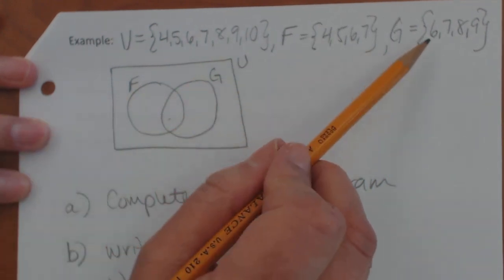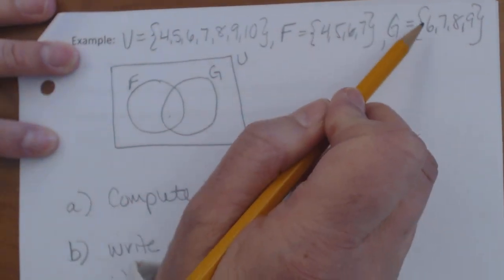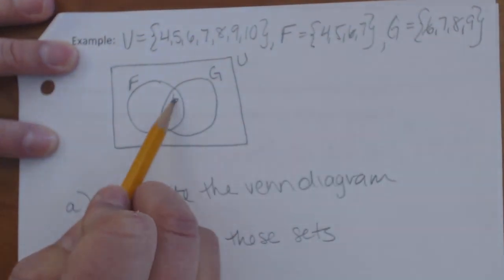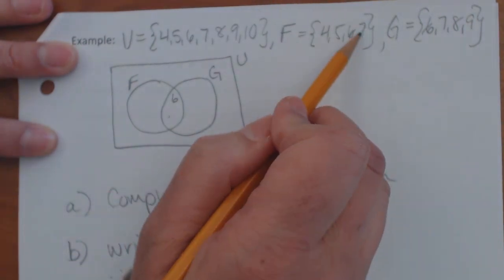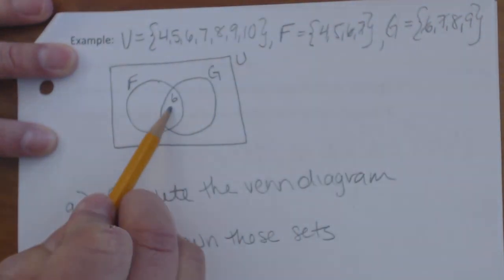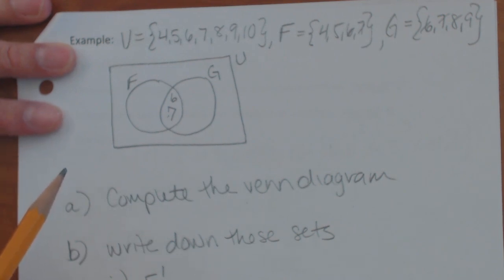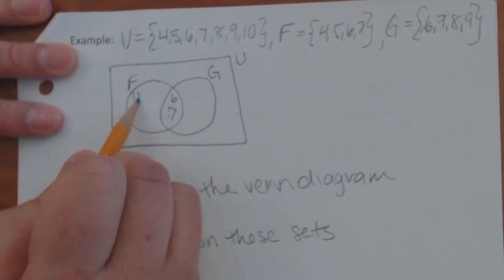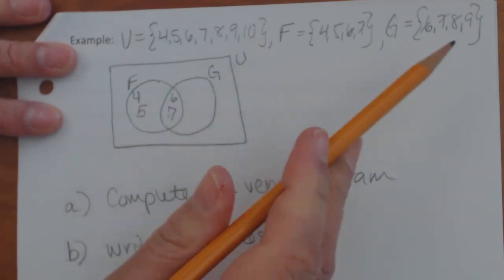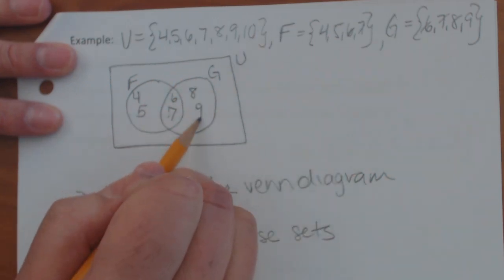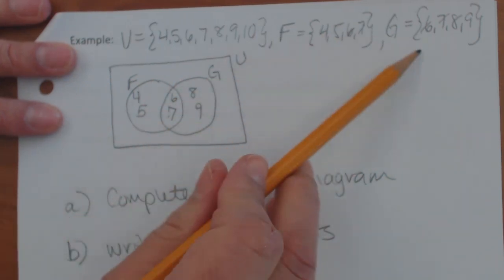So let's look at F and G. The numbers that they share are 6, so fill 6 in, and 7, fill 7 in. And I think that's it. Yep. Now you can put the remaining numbers for F, which are 4 and 5, and the remaining numbers for G, which are 8 and 9. So we got everything in F and G.